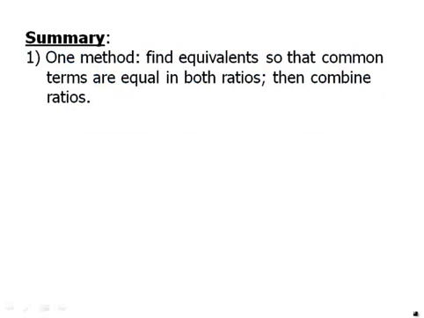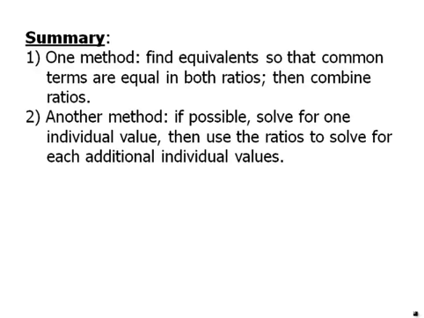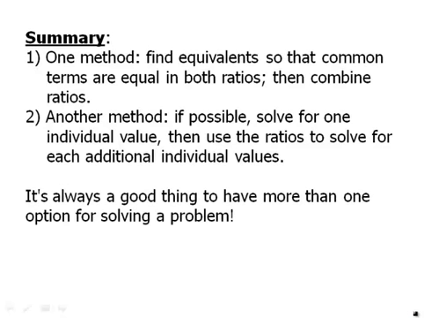In summary, one method we can use is find equivalents so that the common terms are equal in both ratios, then combine the ratios into one big ratio. Another method, if possible, solve for the individual value and then use ratios to solve for each one of the individual values. So there's not a general rule about which one is better. Different problems will be better suited for one or the other. It's good to know more than one way to solve a problem. In fact, this can be very helpful even if you solve the problem one way. Later on, try and solve it the other way and get a sense of how these two methods compare.